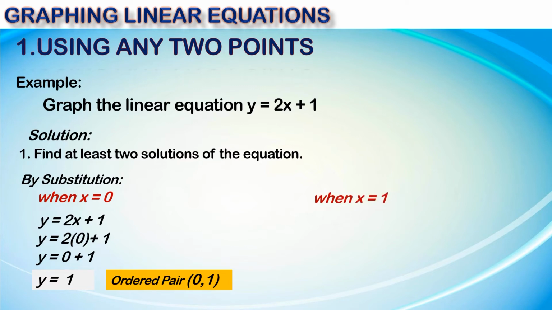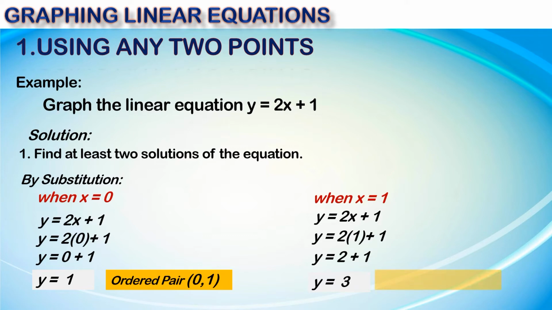For x equals 1, the equation becomes y is equal to 2 times 1 plus 1. So 2 times 1 is 2. Bring down 1, so 2 plus 1 is equal to 3. So the obtained value for y is 3. Thus we have the ordered pair 1 and 3.